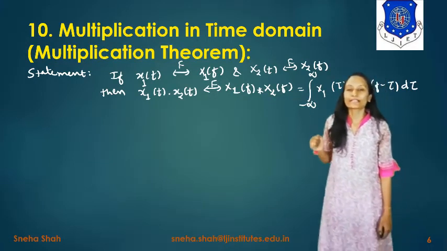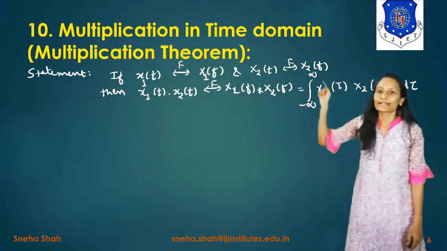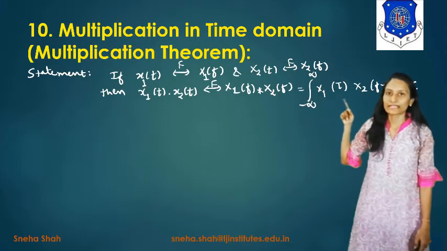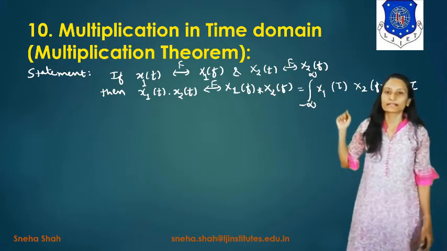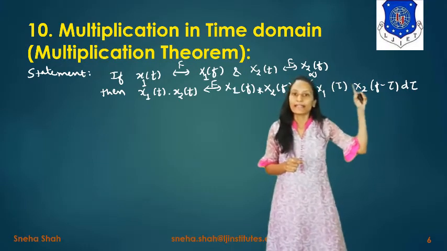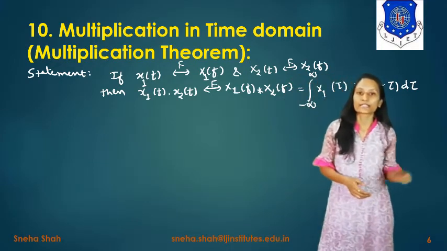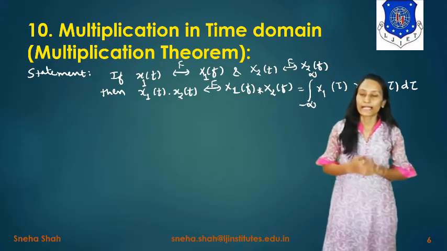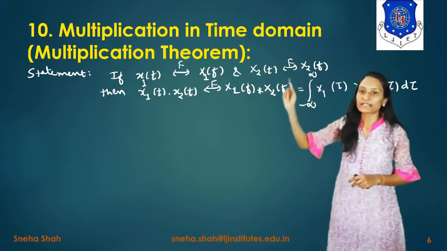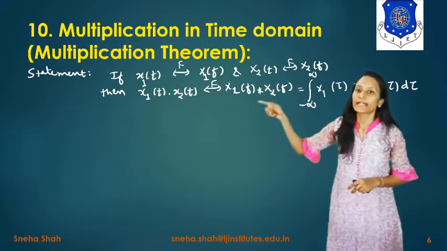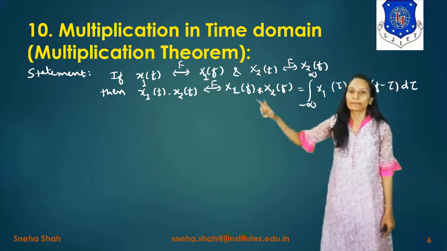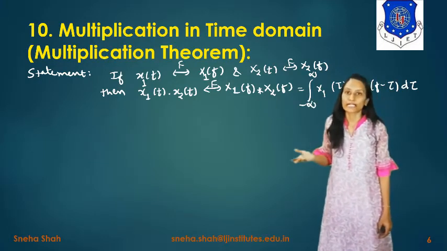Now what is the equation of convolution? Integration over the entire region, meaning minus infinity to infinity, X1 of the first signal with the dummy variable, the second signal is folded and shifted, then we multiply, and at last we take the integration with respect to the dummy variable, right? So basically, if we do the multiplication in the time domain, then corresponding to that in the frequency domain, it will be represented as the convolution of the Fourier transforms of those two signals.